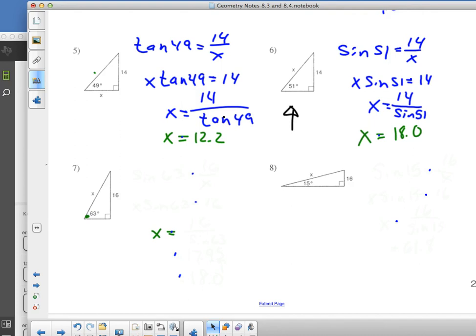Last two. They both have to be done for me to show.